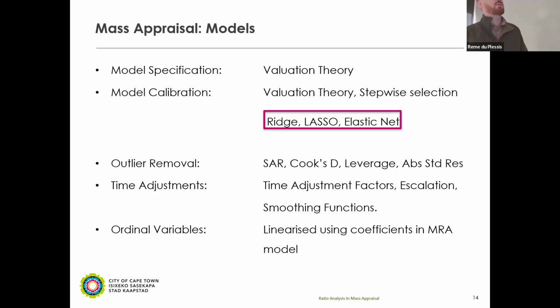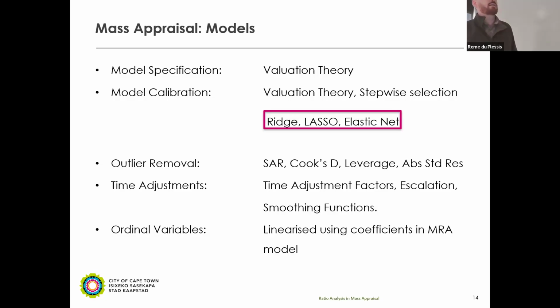So we include splines, linear splines, in our model based off of a visual inspection of LOWESS models that we perform beforehand to see where the trend seems to change. And if they make it into the final model, we then create time adjustment factors that can be used to adjust all our previous sales to bring them up to the date of valuation.